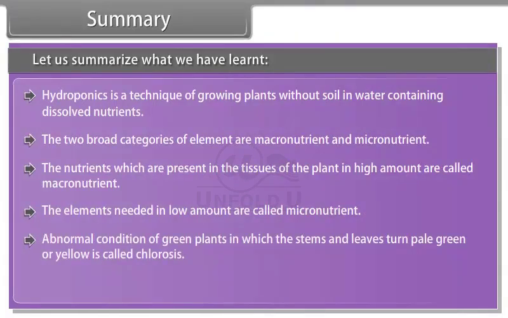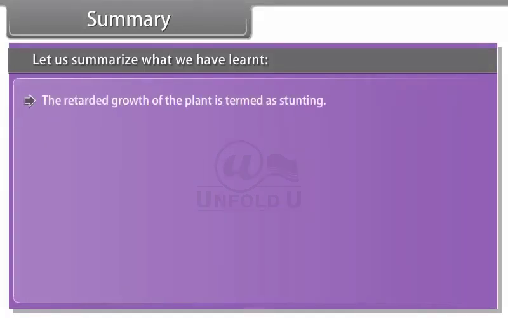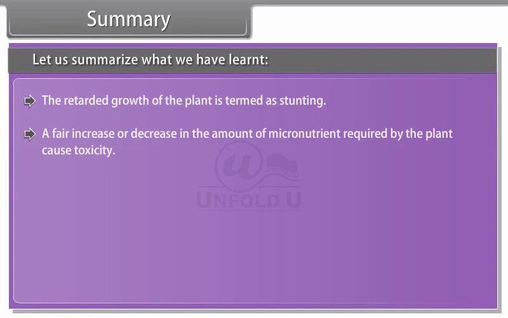Abnormal condition of green plants in which the stems and leaves turn pale green or yellow is called chlorosis. The localized death of tissue of leaves is called necrosis. The retarded growth of the plant is termed as stunting. A fair increase or decrease in the amount of micronutrient required by the plant causes toxicity.